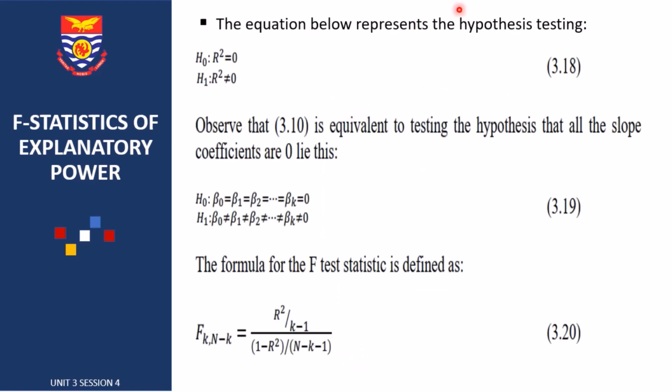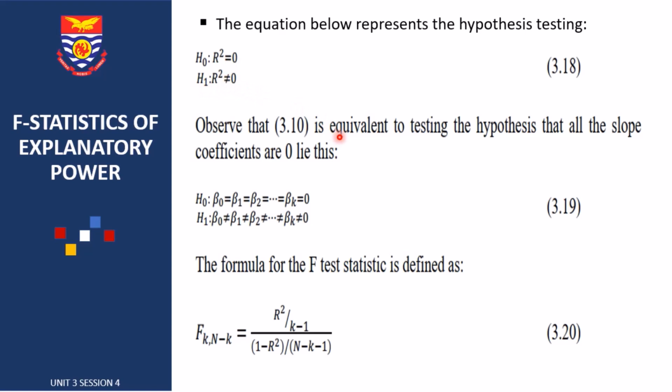The equation below represents the hypothesis test, and so the previous hypotheses that we were estimating are being tested using the equation below. Equation 3.18 tests whether the R square is equal to 0 or the R square is not equal to 0, that is, whether the R square is significantly equal to 0 or not. So the null hypothesis is in the form R square equals 0, and the alternative is in the form R square is not equal to 0.